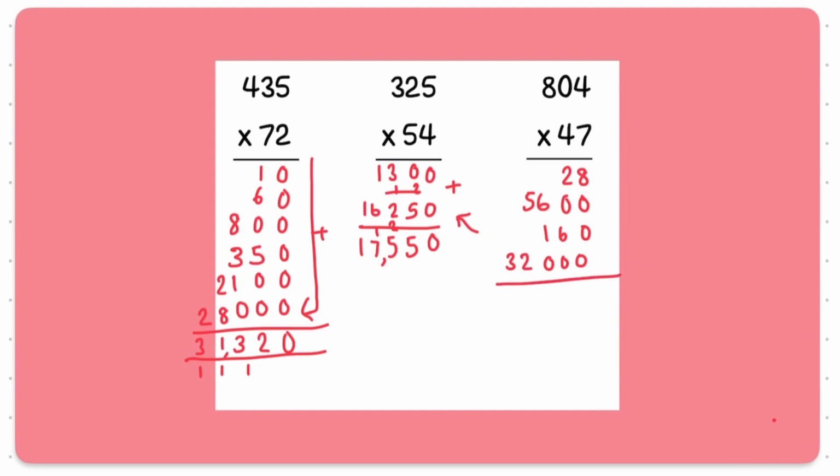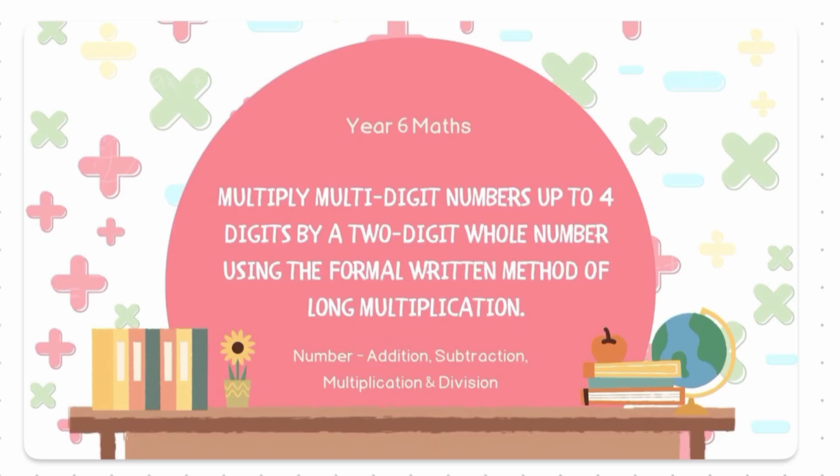I'm going to add them all up. 8, 8, 7, 7, 3. So our answer is 37,788.